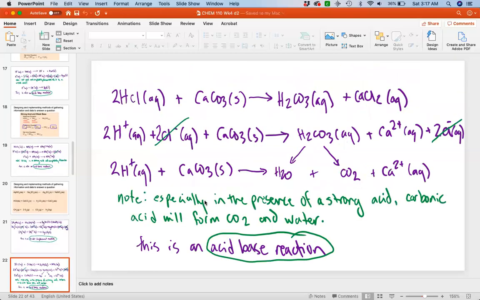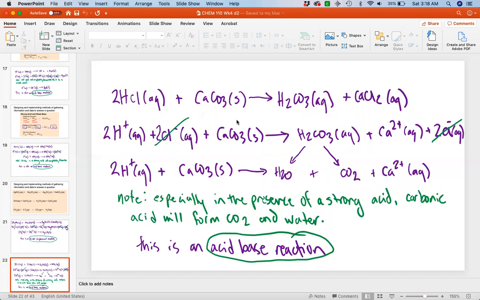If I think about the next example, this is HCl plus calcium carbonate. It's going to form carbonic acid and calcium chloride. And again, we want to make sure that our equation is balanced. So we have 2H plus and 2Cl minus plus calcium carbonate, and that goes to form carbonic acid plus calcium chloride ions.